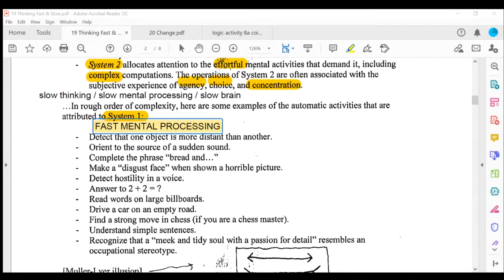Give me all your examples right now that you can think of, not ones that already are listed here, but give me some other instances of a mental process you could do that uses your fast brain. That's fast thinking in action. Who's got an example?